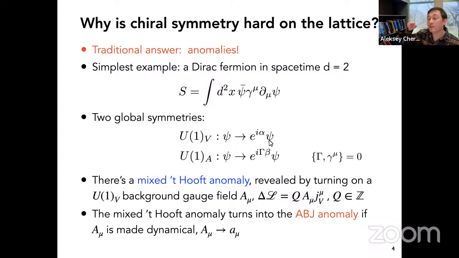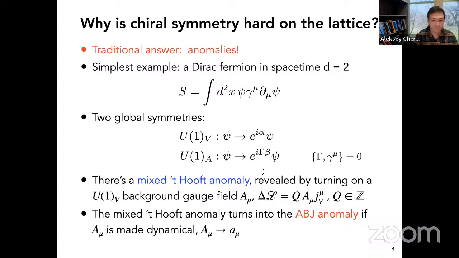But then you can also do a different type of U1 rotation called an axial rotation, where you rotate the left and right components with opposite phases. Okay? And that's represented in this line here. Gamma is what people often call gamma 5. It's this extra Dirac matrix you can define in even space-time dimensions that anti-commutes with the other gamma matrices.